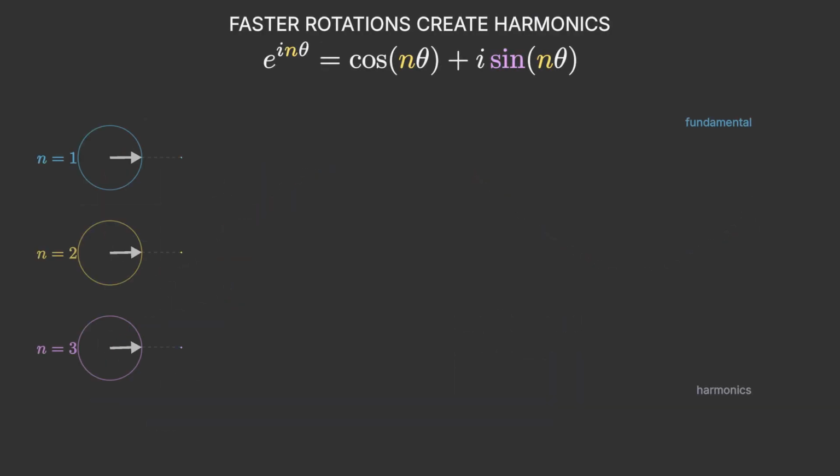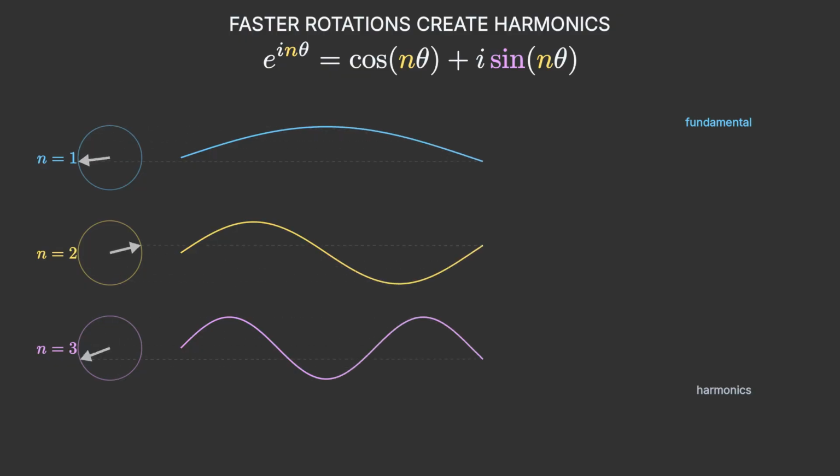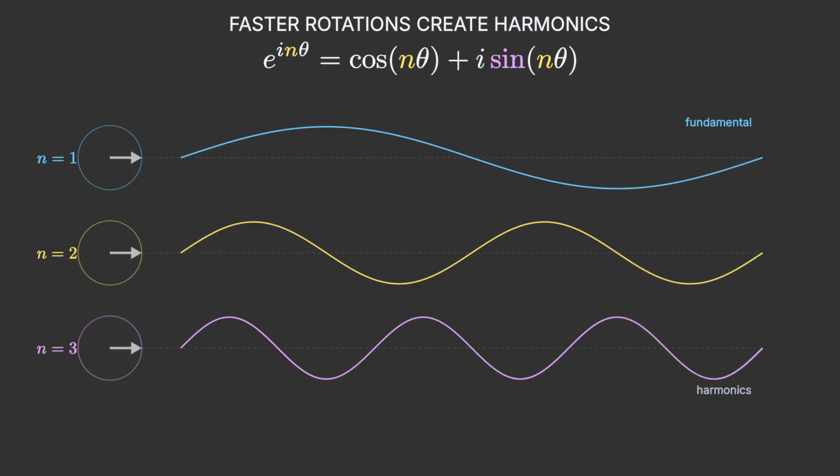Replace θ by nθ. The arrow now completes n turns while θ completes one. Its shadow becomes sin(nθ). One turn is the fundamental frequency. 2, 3, and 4 turns are its harmonics.